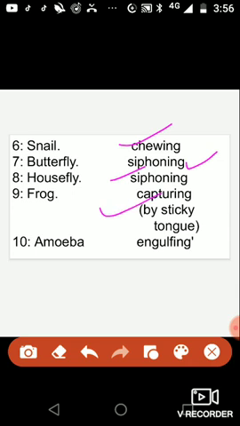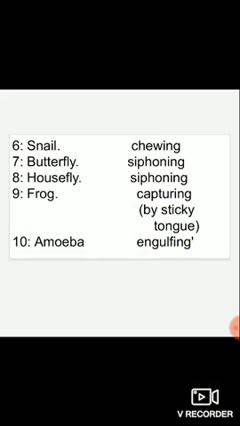Frogs capture by sticky tongue, because organisms like frogs, lizards and crocodiles have a very long and sticky tongue. Whenever they find insects, they take out their tongue, and the moment they take it out, they capture the insect because the insect sticks on their tongue. That is how they take up their nutrition. Amoeba, we can say engulfing. When we go through nutrition in amoeba, I will tell you what it means and how it helps to take up the food. So these are certain organisms and their mode of taking food.